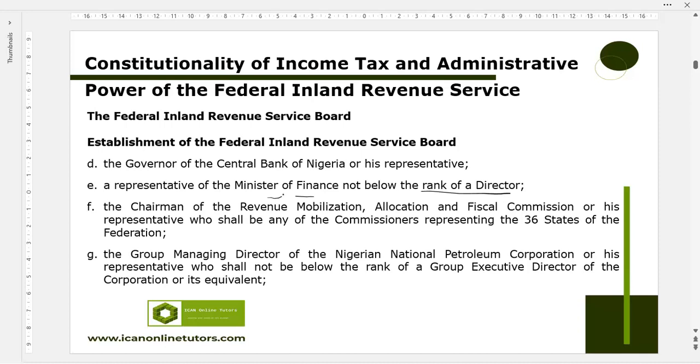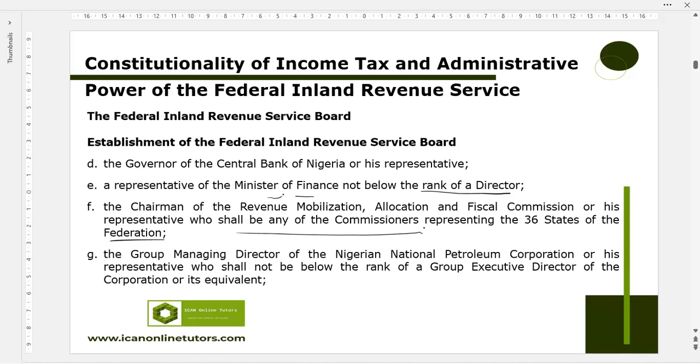Then also the chairman of the Revenue Mobilization Allocation and Fiscal Commission, or his representative, who shall be any of the commissioners representing the 36 states of the Federation. The chairman may choose to appoint himself as a member of the FIRS board, or delegate this to any of his commissioners to represent him on the board. Meaning that the commissioner will be reporting to the chairman of the Revenue Mobilization Allocation and Fiscal Commission.